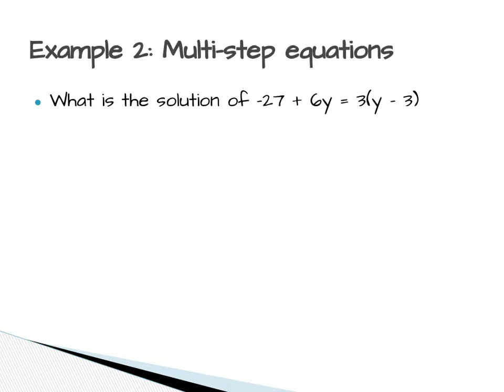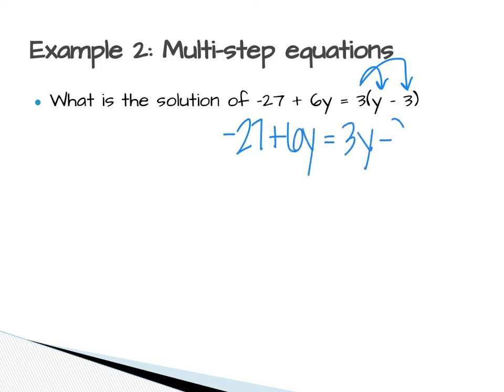Now we're moving into two-step or multi-step equations. So what we want to do is simplify everything we can simplify first. So that's going to be maybe this, got to get rid of the parentheses. So we'll distribute the 3. And we get negative 27 plus 6y equals 3y minus 9.